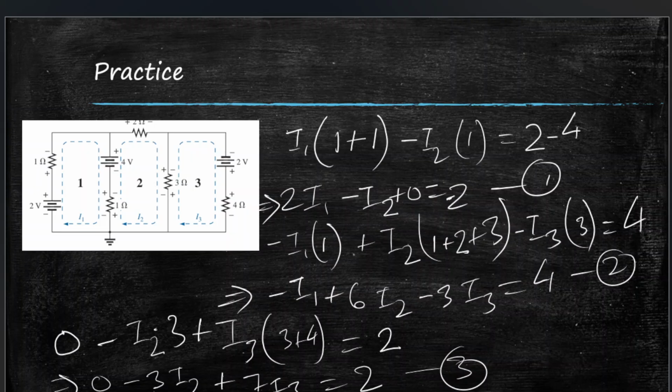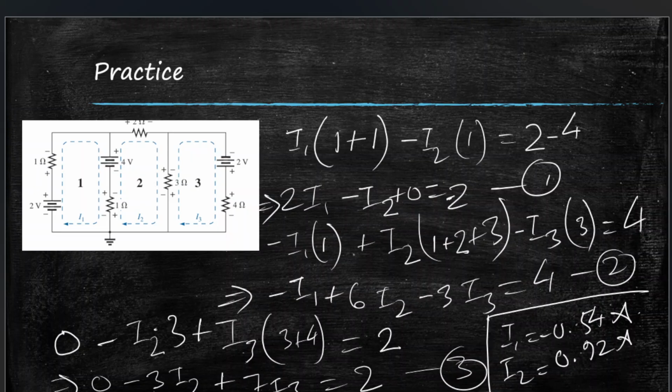Right. So we have I1. I'll write the answers here. I1 is equal to minus 0.54 ampere. I2 is equal to 0.92 ampere, and I3 is equal to 0.68 amperes. All right.